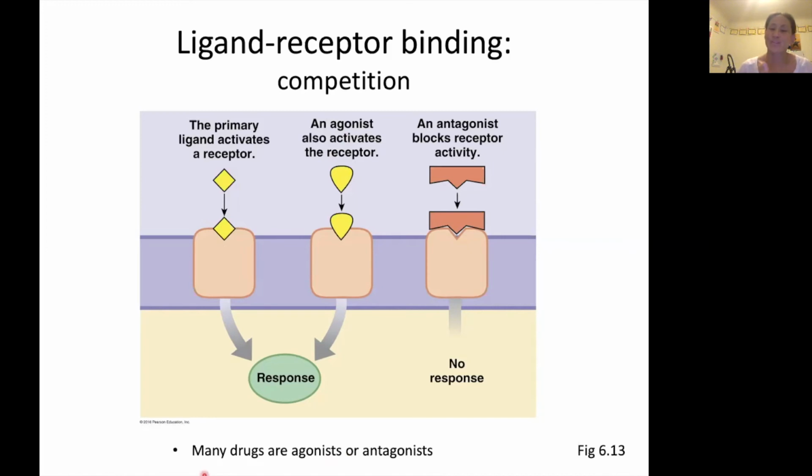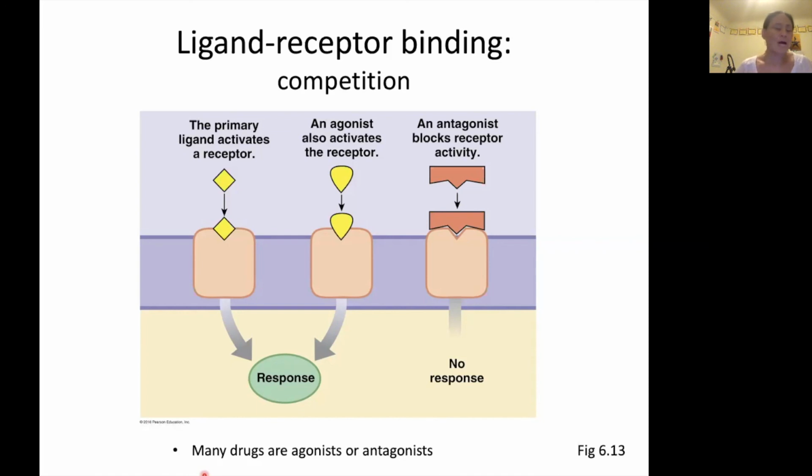I do want to point out a lot of drugs, either naturally occurring or synthesized, are agonists or antagonists, right? So for example, morphine is an endorphin receptor agonist. We have these naturally occurring molecules in our bodies called endorphins, which make us feel good, right? Morphine can mimic that activity. So morphine is going to bind to that endorphin receptor and also make us feel good. That's part of the reason why morphine is addictive.